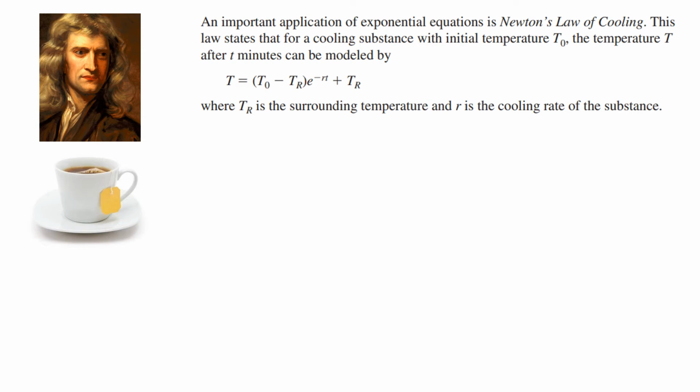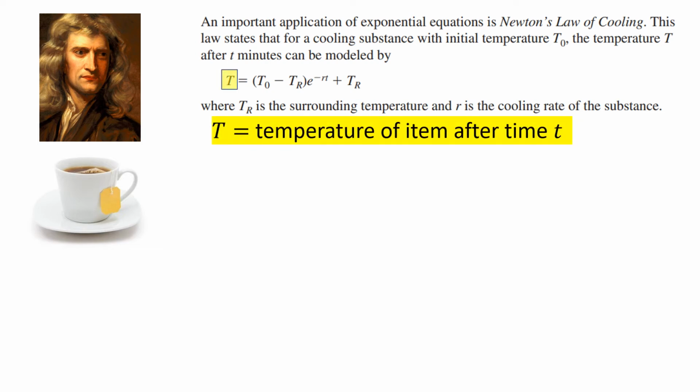One pretty cool application to exponential growth and decay is Sir Isaac Newton's law of cooling. His formula here is chock full of T's and R's. It can be a little bit confusing, so let me try to flesh it out before we get started using it. First of all, the T is equal to the temperature of whatever the item is after time t.